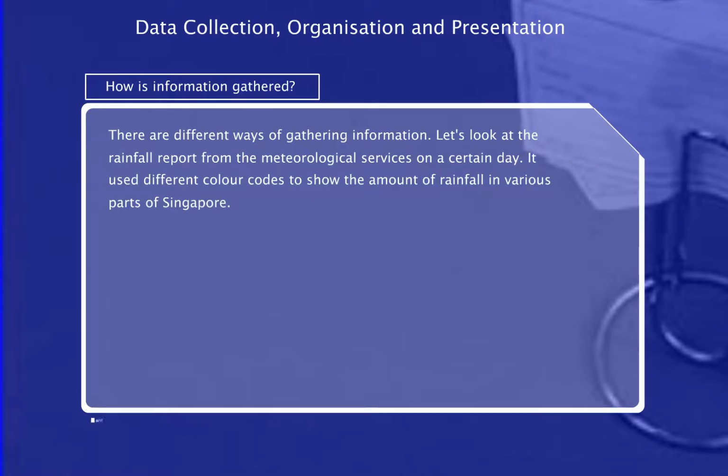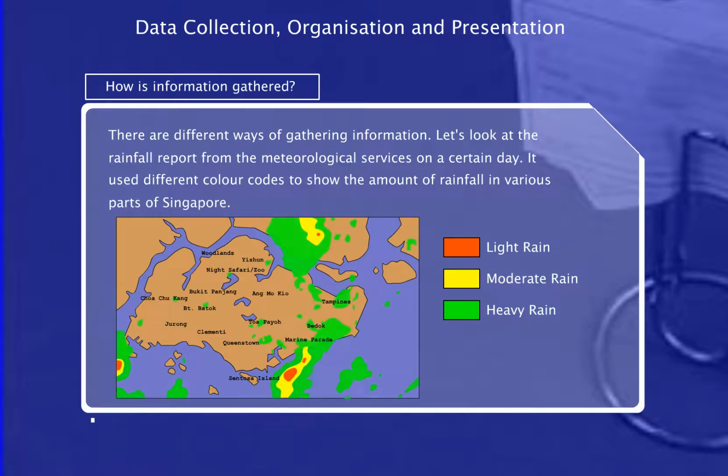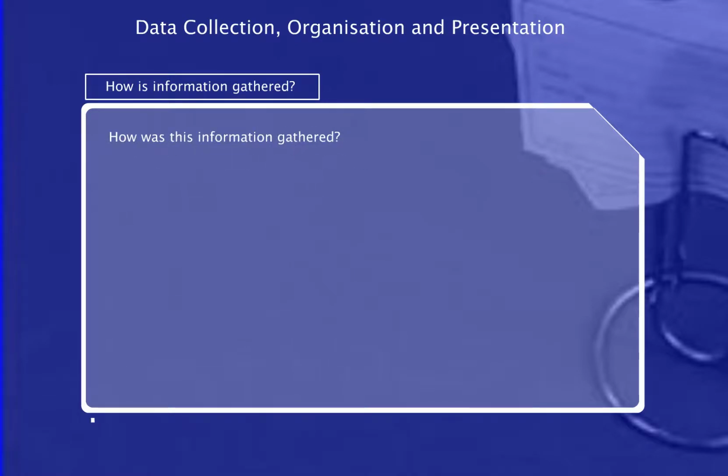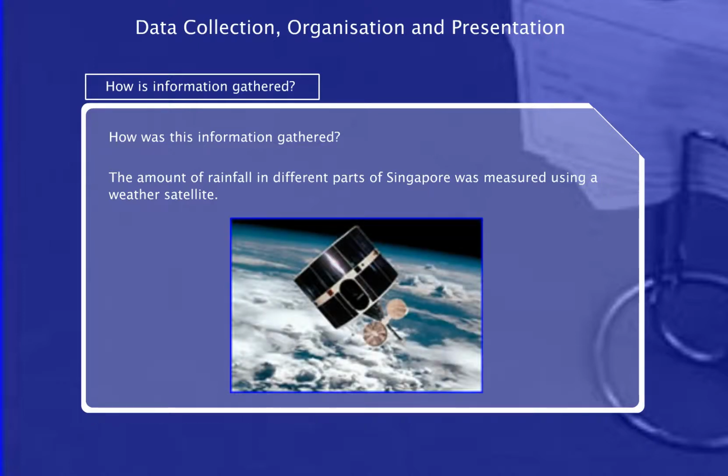There are different ways of gathering information. Let's look at the rainfall report from the meteorological services on a certain day. It used different color codes to show the amount of rainfall in various parts of Singapore. How was this information gathered? The amount of rainfall in different parts of Singapore was measured using a weather satellite.